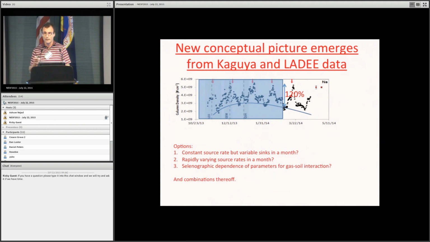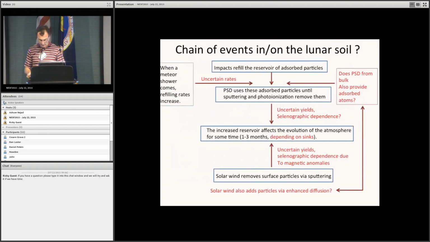The three hypotheses that I will be testing today are: one, is the source rate for the atmosphere constant, but it's rather the escape rate that varies over a month? Two, is it that the source rates vary as a function of selenographic location? Is there more source for the vapor on the near side rather than on the far side? And last, is it a selenographic dependence of the gas parameters?